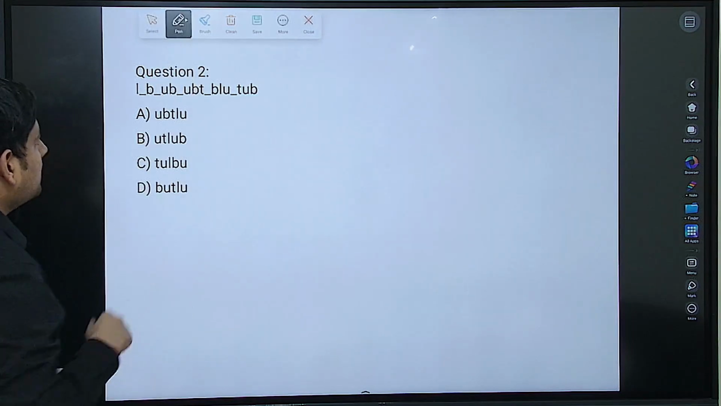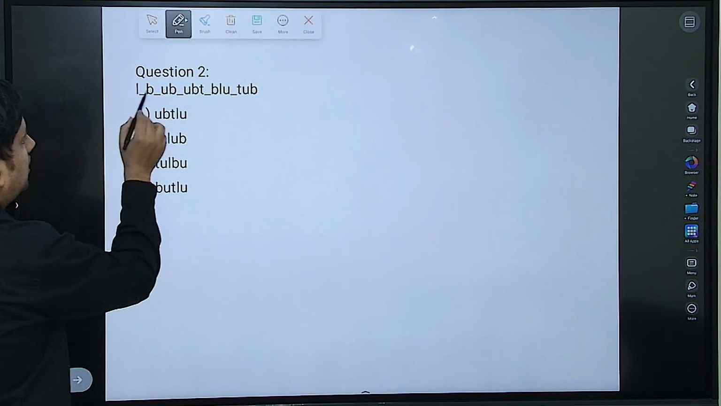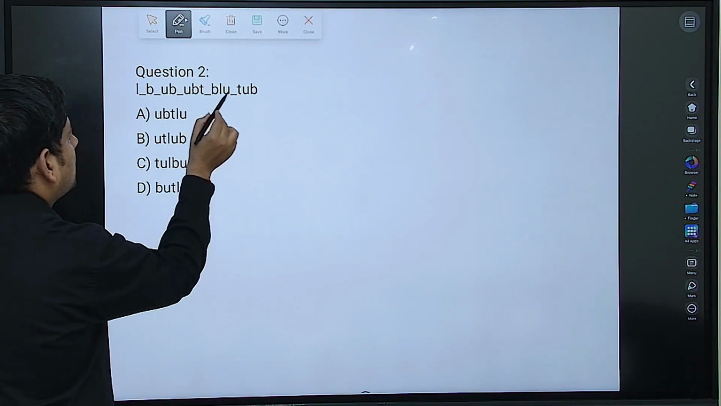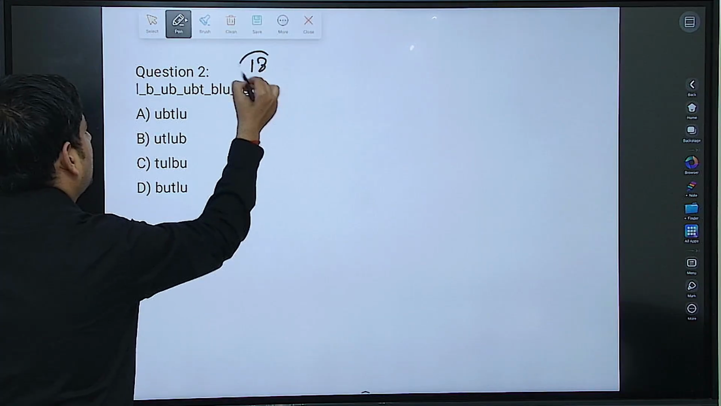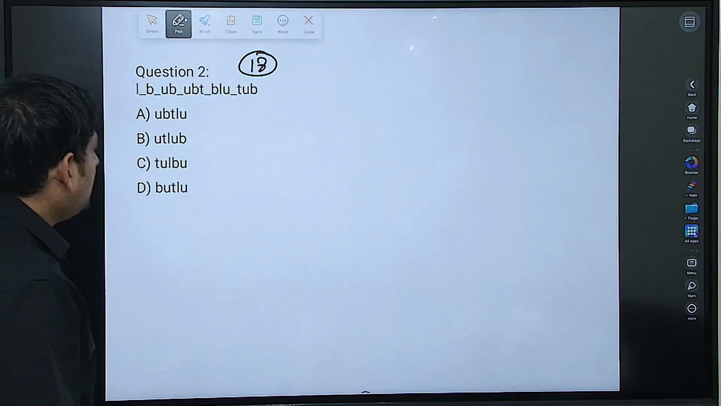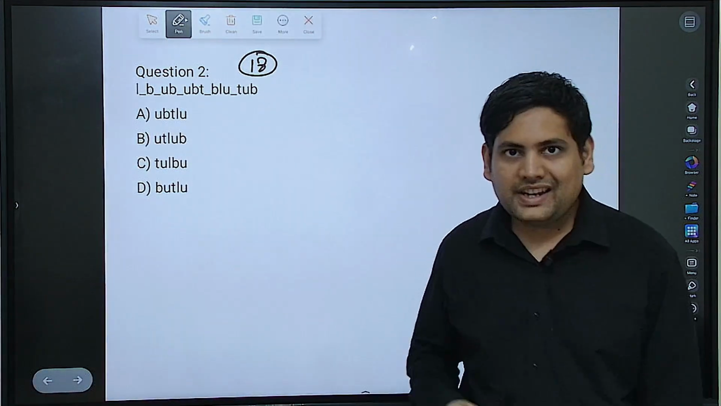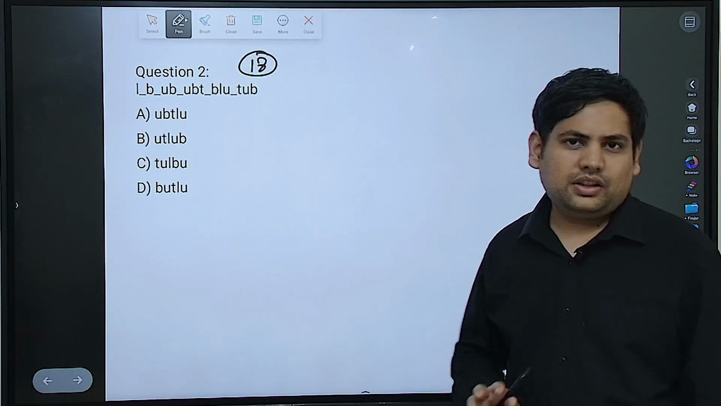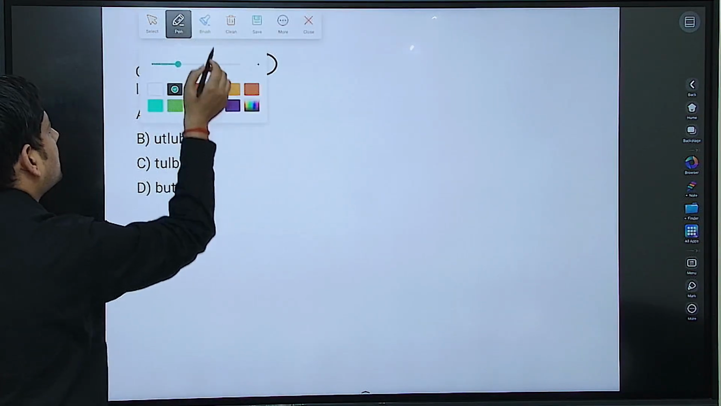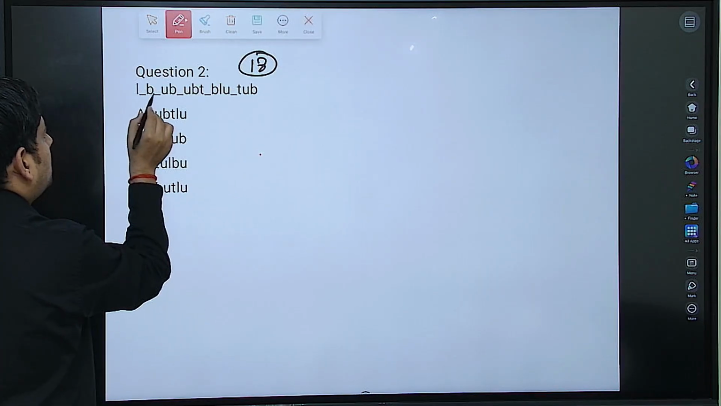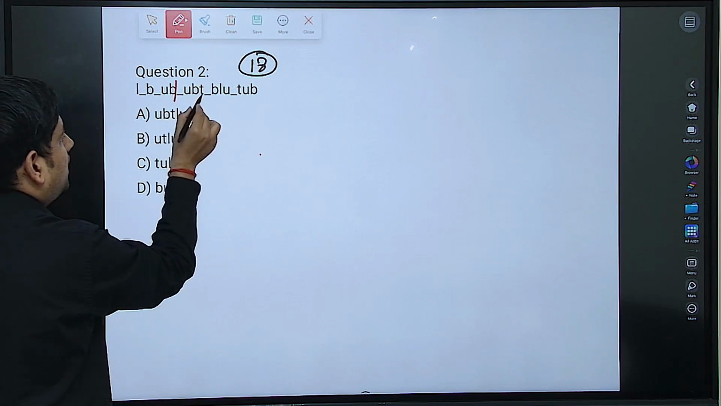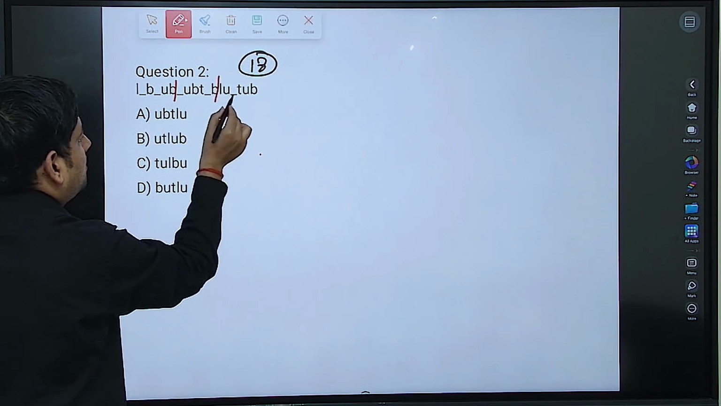Let's try this. How many letters are there? So 1, 2, 3, 4, 1, 2, 3, 4, 5, 6, 1, 2, 3, 4, 5, 6, 1, 2, 3, 4, 5. There are 18 letters. You can count it. Now, if there are 18 letters, what can I do? I can create groups of 6 or 3. Let's try with 6. So 1, 2, 3, 4, 5, 6, in four groups.